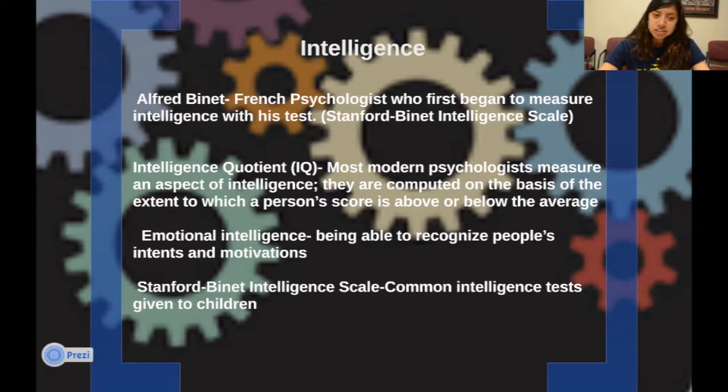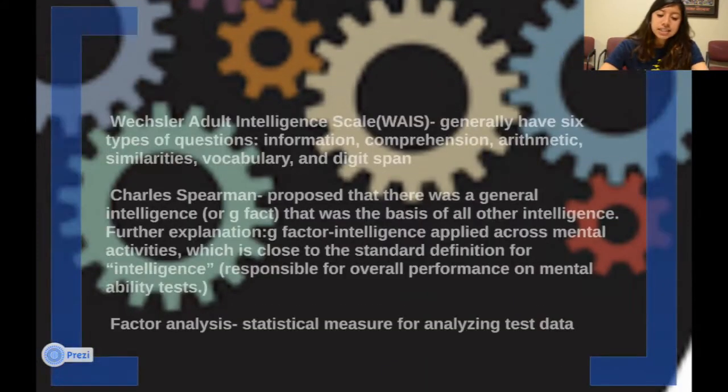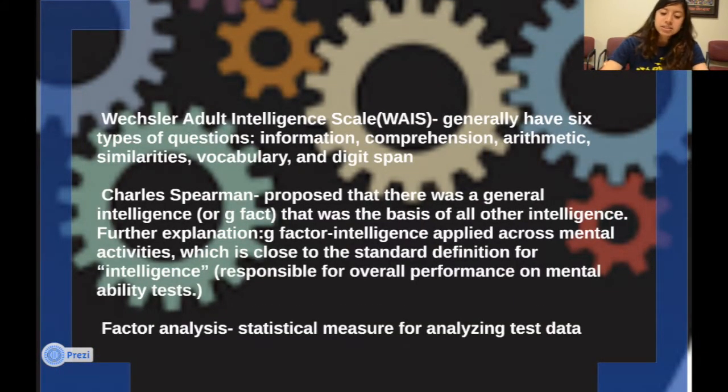And then there's emotional intelligence, and that's being able to recognize people's intent and motivations. So maybe if you see someone angry, you might not necessarily want to talk to them because you recognize that. And then we have the Stanford-Binet intelligence scale, and that's the common intelligence test given to children. We're going to keep looking at this, and a good acronym to remember is WAIS. This scale generally has 6 types of questions: information, comprehension, arithmetic, similarities, vocabulary, and a digit span.